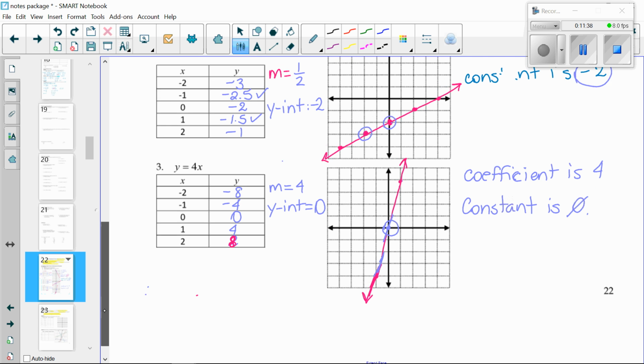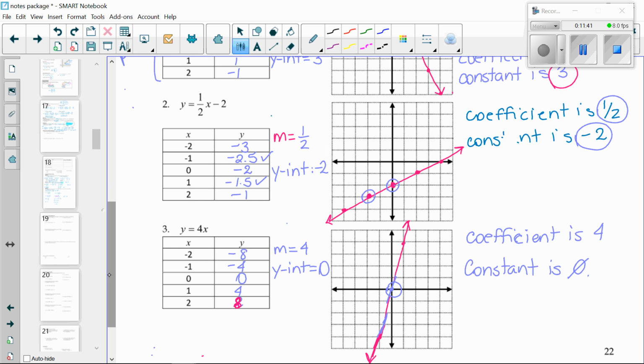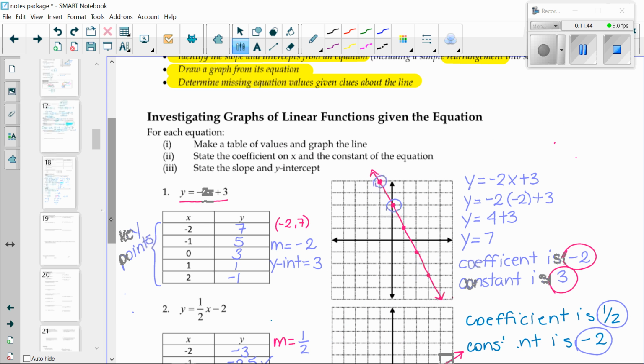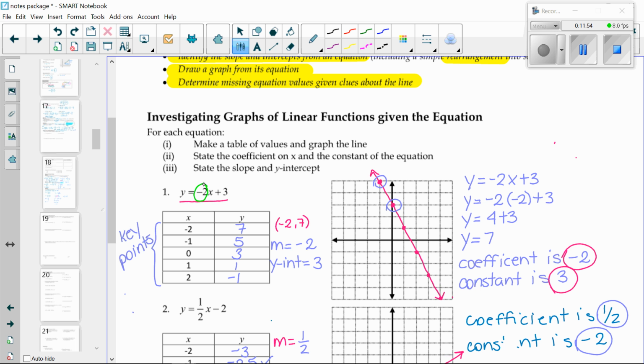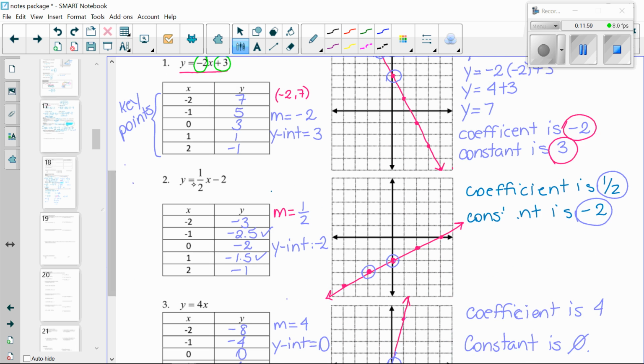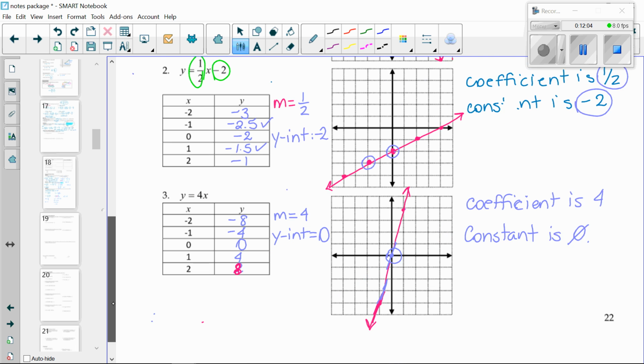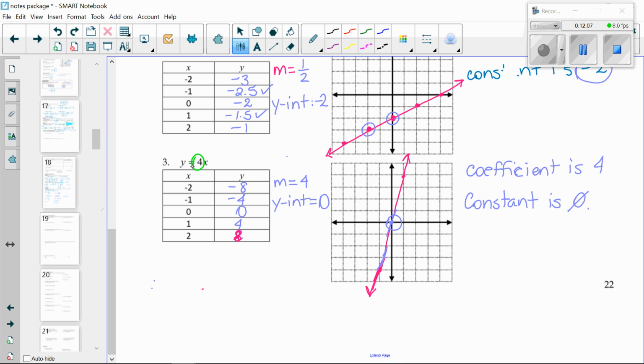Okay, so if we look at the equation, I know that my slope is -2, right over here, that -2. My y-intercept is 3. Here, my slope was 1 over 2, and my y-intercept is -2. Here, my slope is 4. I don't have anything written over here, but I know that the y-intercept is 0. Okay, so back to the next page.